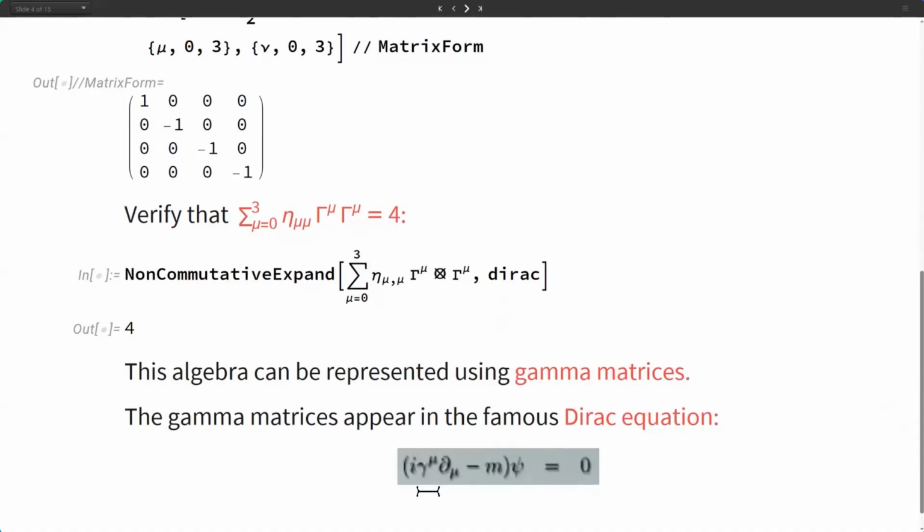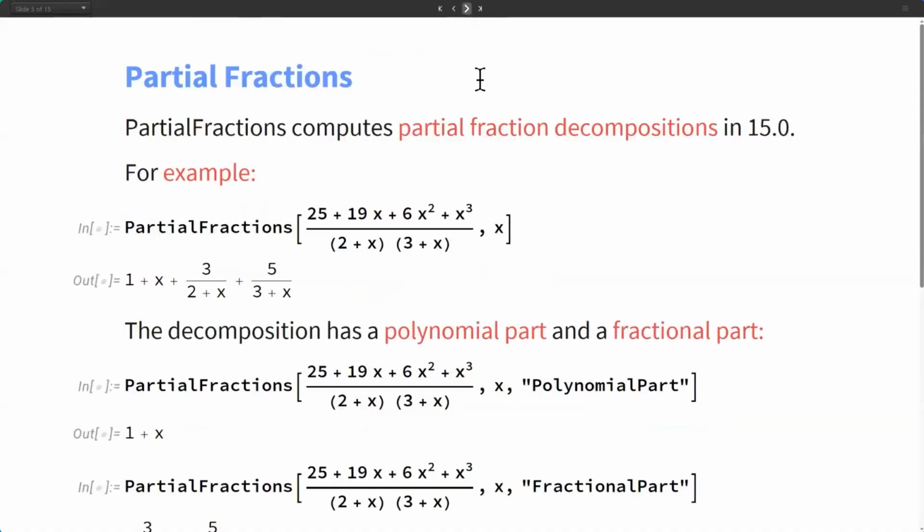So you see the gamma over here. The Dirac equation is probably the most beautiful equation in modern mathematical physics, and that's where the gamma matrices occur. So with this new functionality, we are now entering into a slightly more advanced level of, if you like, quantum theory.